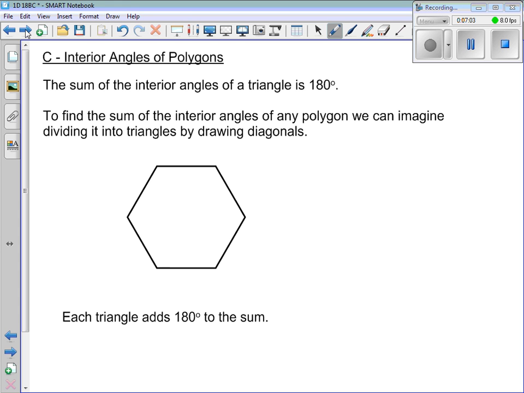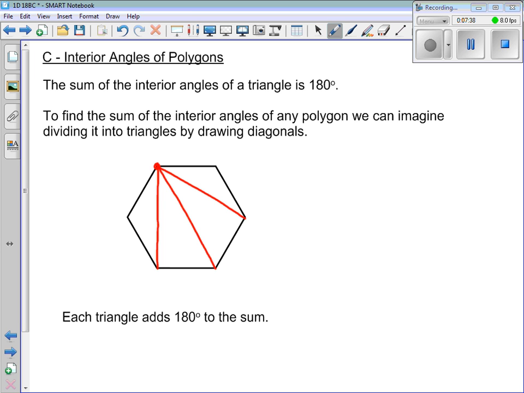What we want to be able to do in this course is find the sum of the interior angles of any polygon. To do this, we can imagine dividing it into triangles by drawing diagonals. I've got a hexagon here. Let's start at one vertex and divide this into triangles by drawing diagonals. 1, 2, 3. Okay, 3 diagonals because I've got 6 sides. 6 minus 3 means I can draw 3 diagonals.